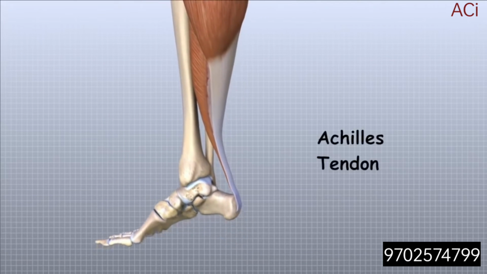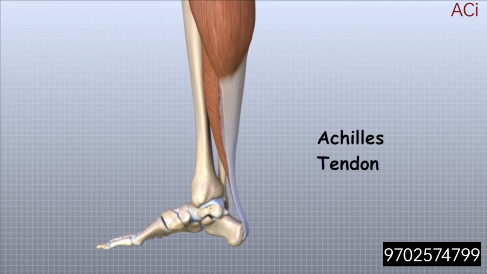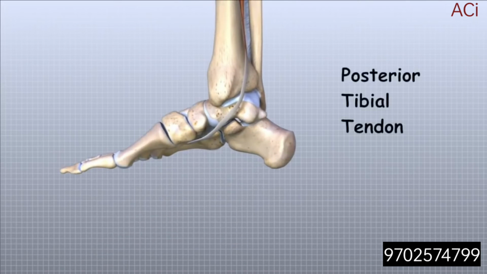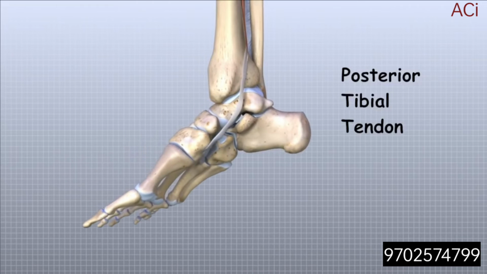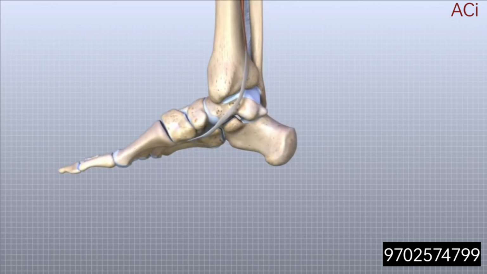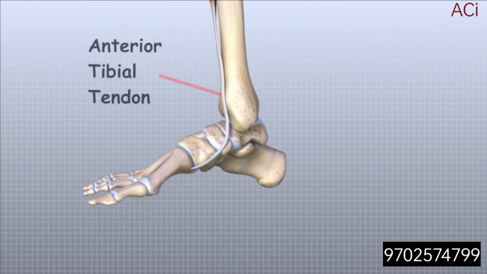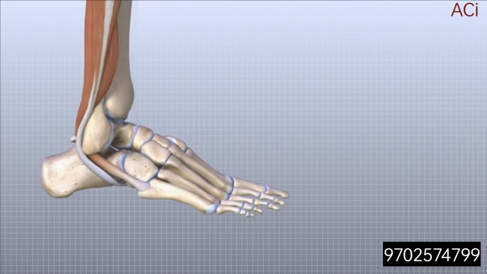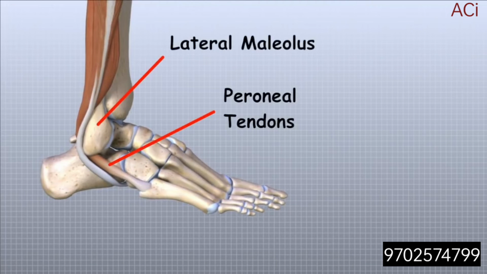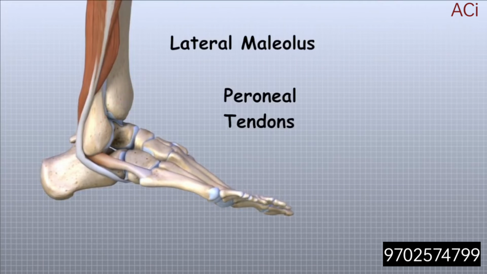The large Achilles tendon is the most important tendon for walking, running, and jumping. It attaches the calf muscles to the heel bone to allow us to raise up on our toes. The posterior tibial tendon attaches one of the smaller muscles of the calf to the underside of the foot. This tendon helps support the arch and allows us to turn the foot inward. The anterior tibial tendon allows us to raise the foot. 2 tendons run behind the outer bump of the ankle, called the lateral malleolus, and help turn the foot outward.